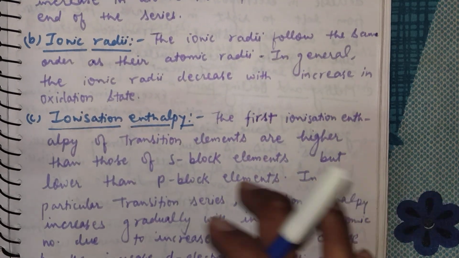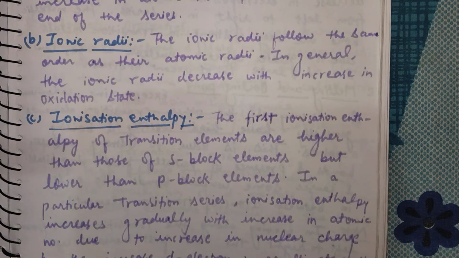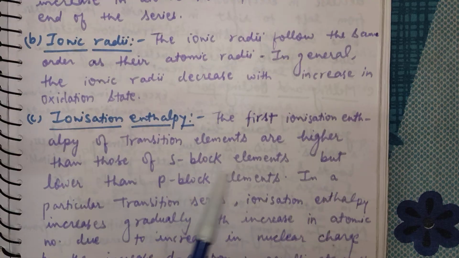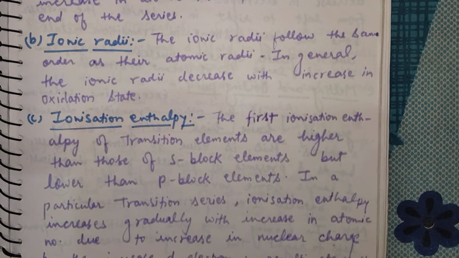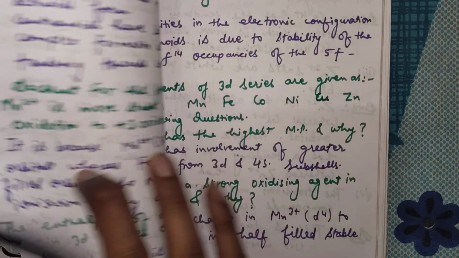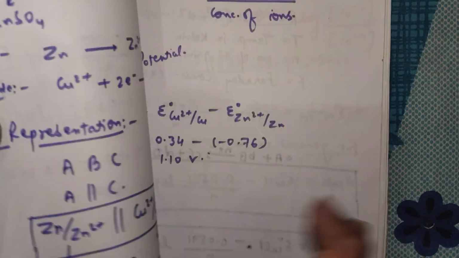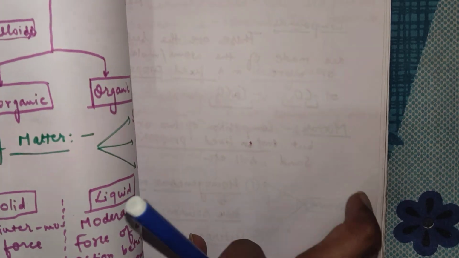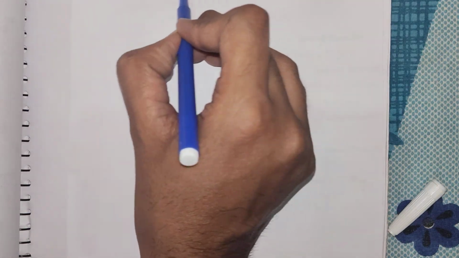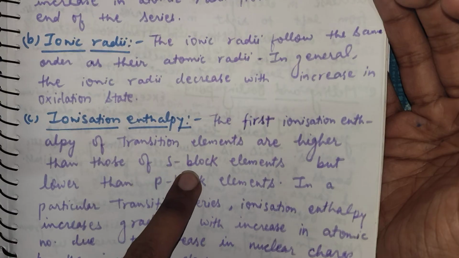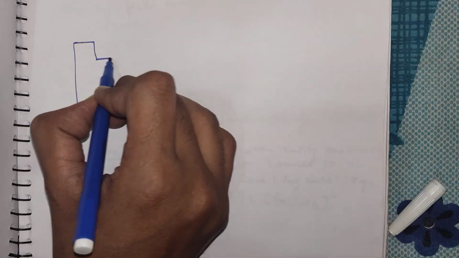Now come to the next point, what is ionization enthalpy? The ionization enthalpy of transition elements is higher than that of s block elements but lower than that of p block elements. It means if we have a look at its ionization enthalpy in this way, we will find this thing. The ionization enthalpy of s block and p block elements, this is the condition of the periodic table.